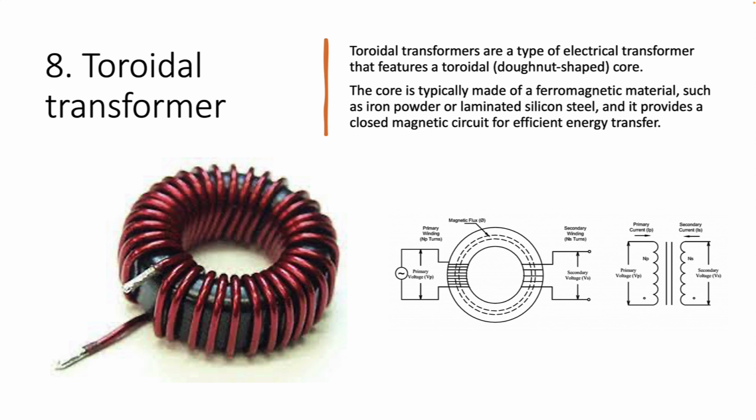Toroidal transformers are a type of electrical transformer that features a toroidal, donut-shaped, core. The core is typically made of a ferromagnetic material, such as iron powder or laminated silicon steel, and it provides a closed magnetic circuit for efficient energy transfer.